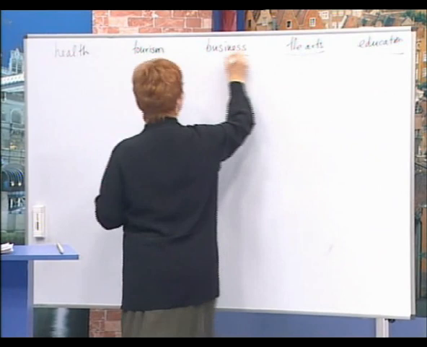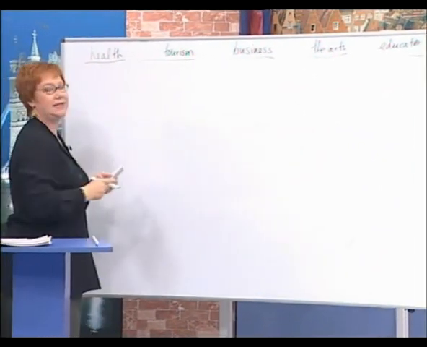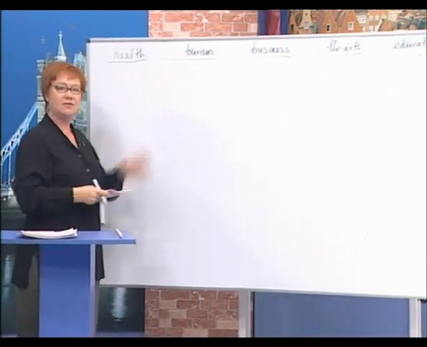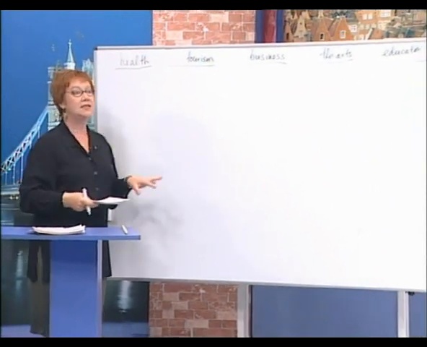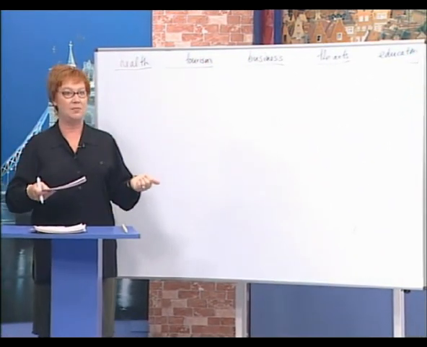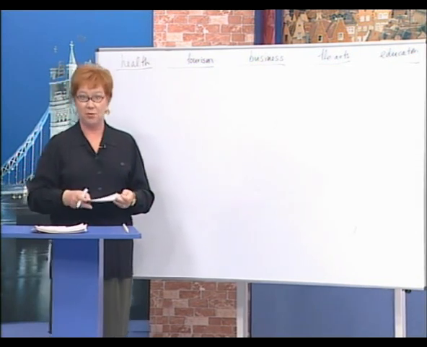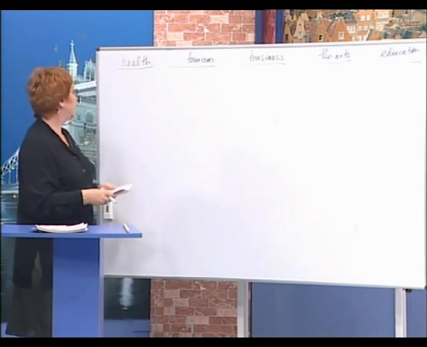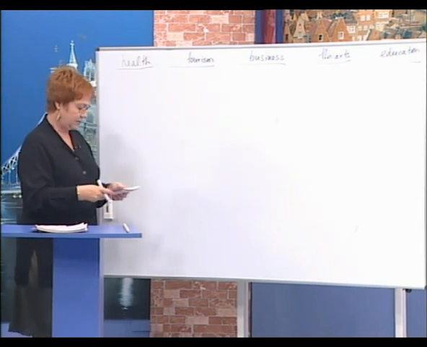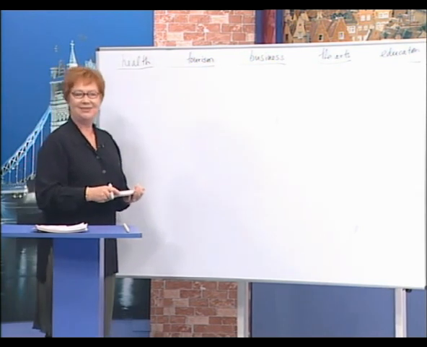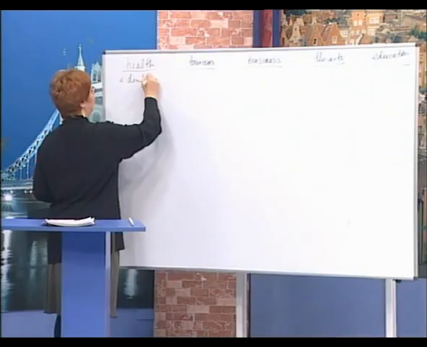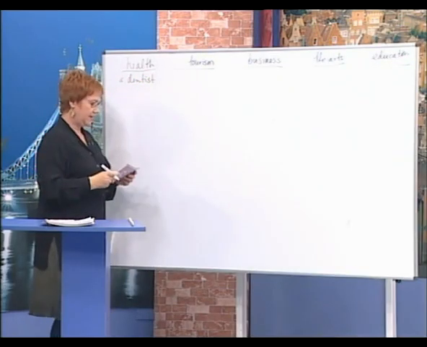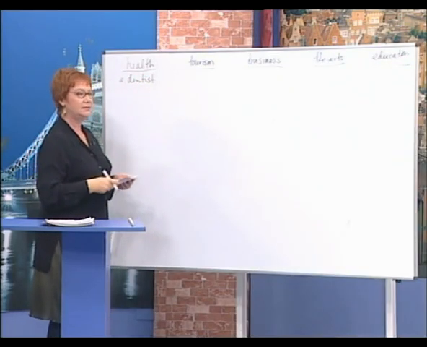Okay, so these are the groups that we'll talk about today. We'll put some names of jobs here. Our assistants will tell us the name of a job and where that person works. I'll just write the names of the jobs. So let's look at some jobs in the health category. We'll start with Ali. A dentist. He works in an office. Yes, good. A dentist. Now the next one, Susan. A nurse.